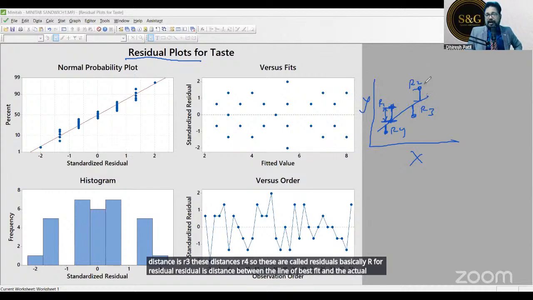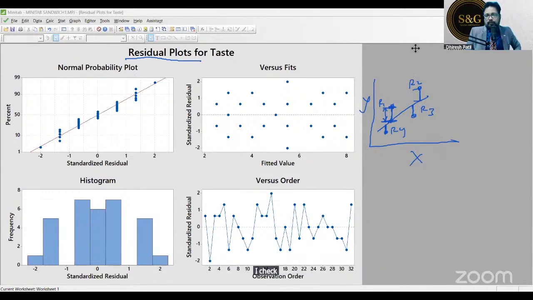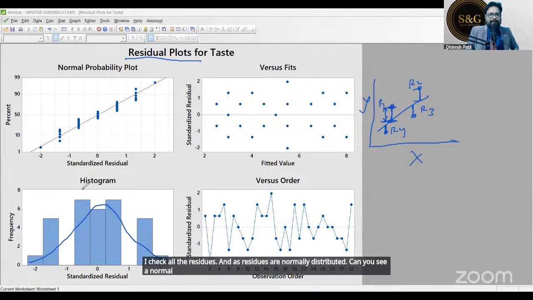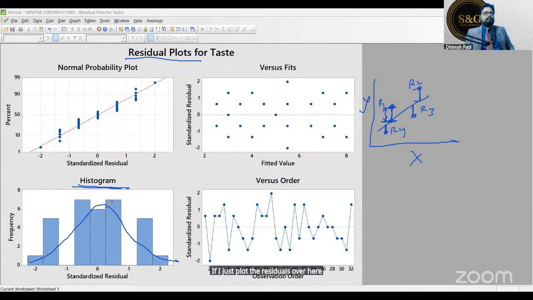Now, if I check all the residuals, and as residuals are normally distributed, can you see a normal distribution here in the histogram? If I just plot the residuals over here, just type yes in the chat box.